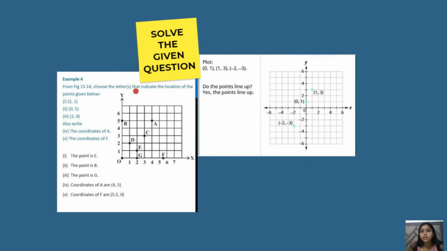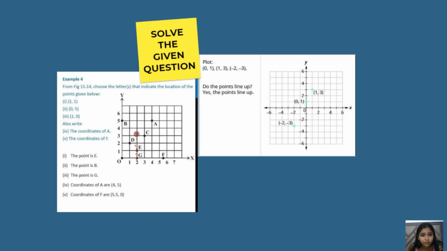So let's have an example also. Let's have a look at another example too. Let's start from the figure. Choose the letter that indicates the location. Now (2, 1). Okay, so the 2 is basically the x coordinate. So this is the 2.